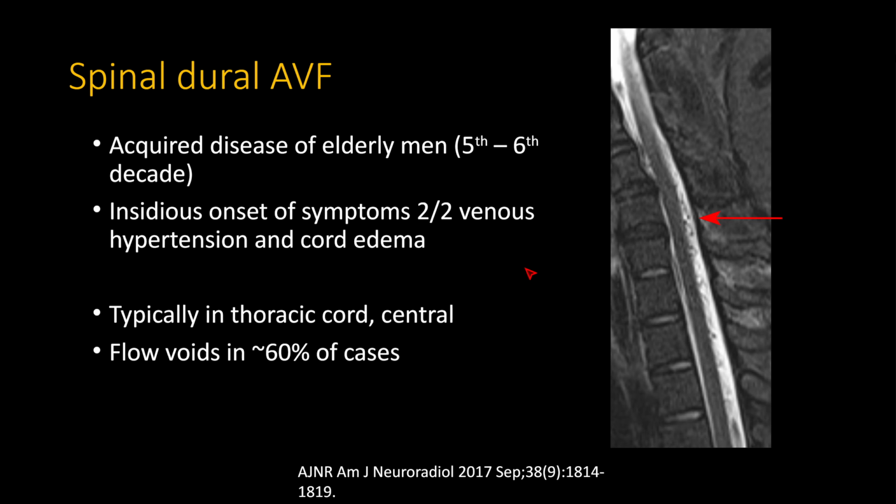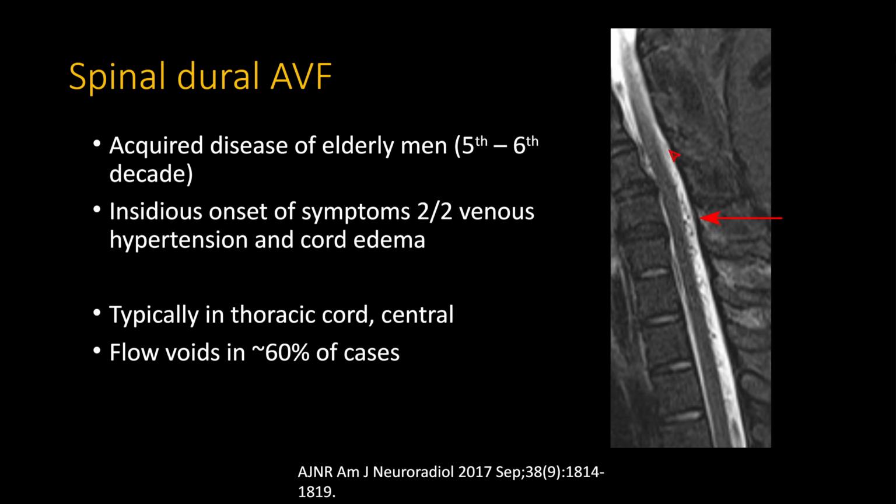This is an acquired disease of elderly men, so it's not something that's congenital in any way, and it's not typically something that you see in younger people. It's in the elderly and typically in males in the fifth to sixth decade of life. Clinical features of this disease are insidious onset of symptoms. So this is not something that presents acutely, the spinal dural AV fistula. It's typically due to venous hypertension and cord edema.